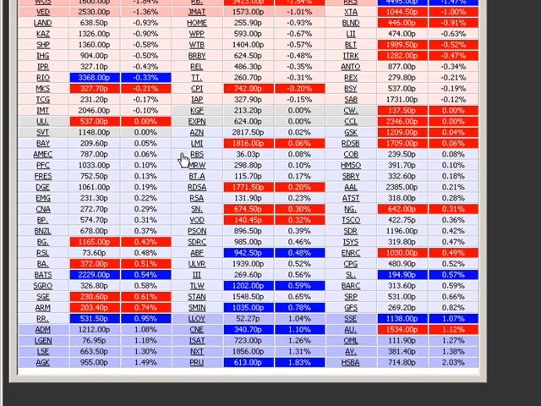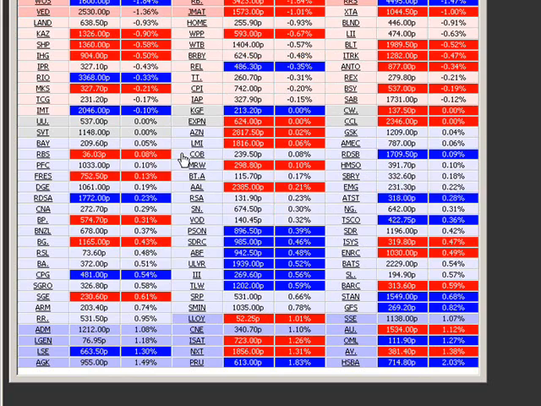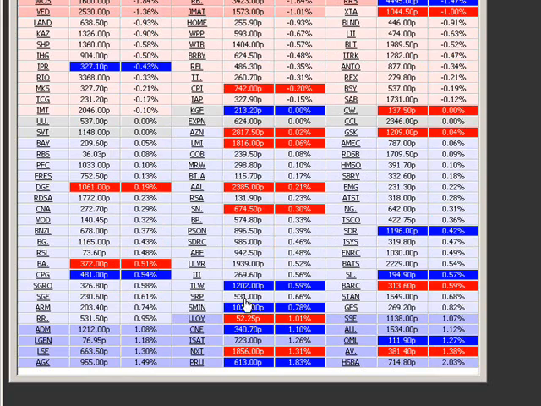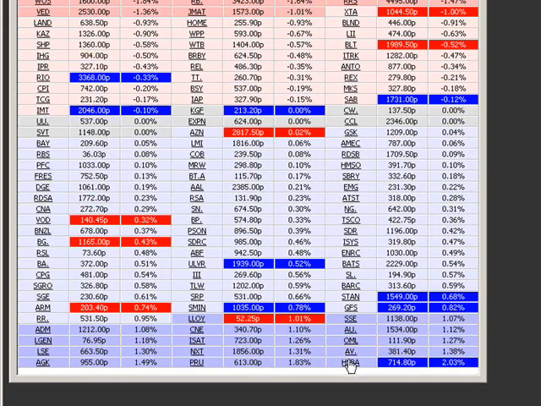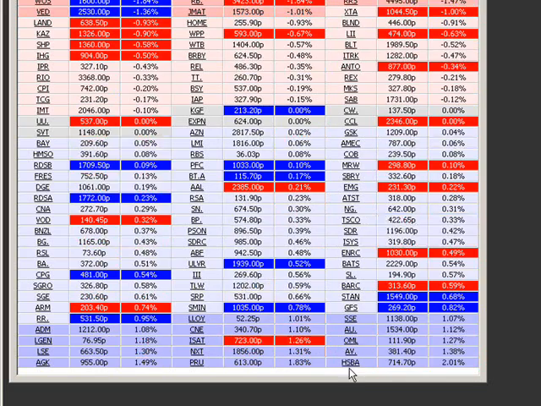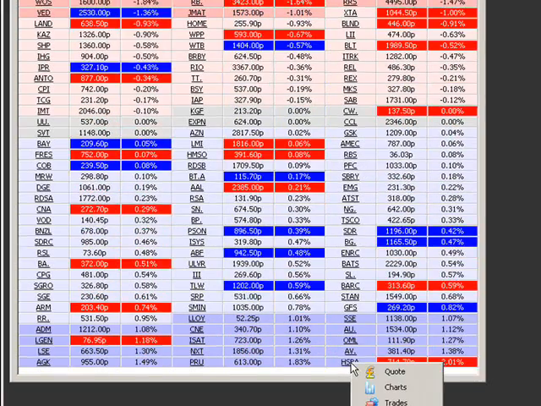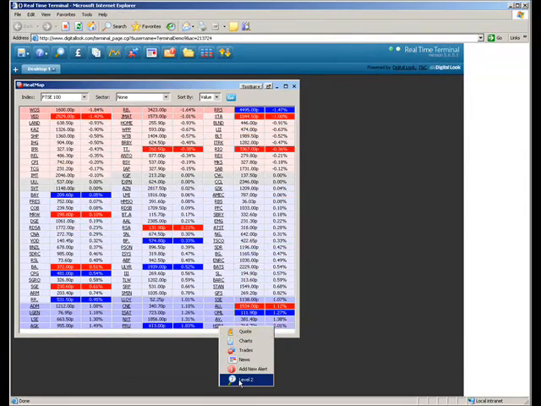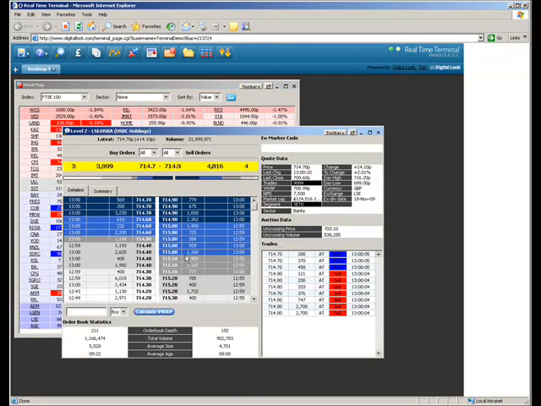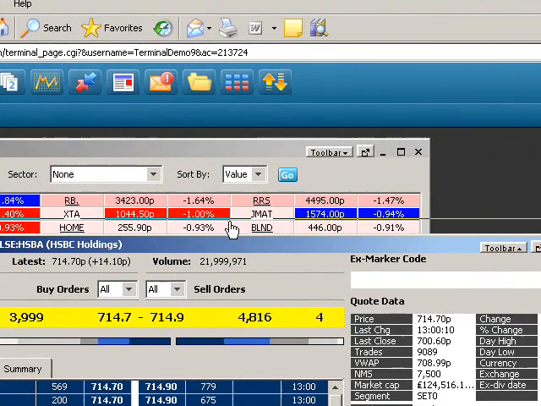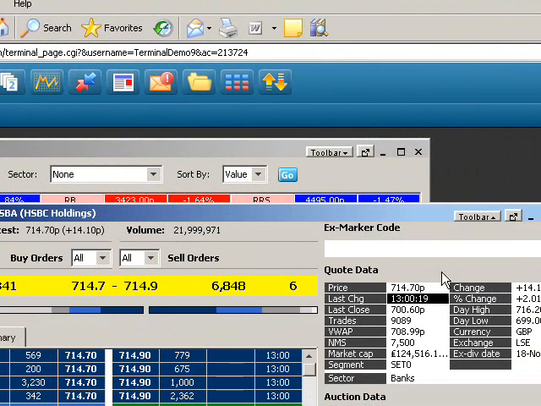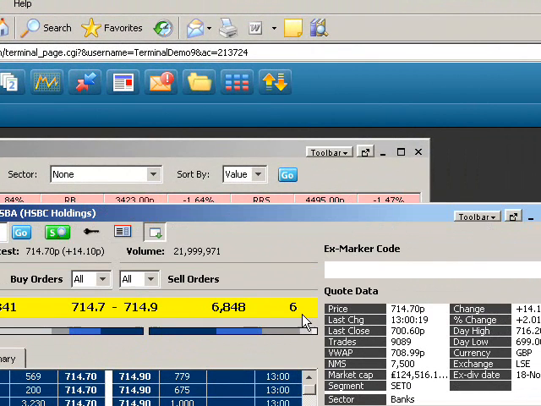At the moment we're looking at a FTSE 100 heat map, top fallers to top risers. So the biggest rising stock today is HSBA, which is HSBC Holdings. So I'm going to right click on the ticker there and load a Level 2 window. That will then load a Level 2 window for HSBC Holdings. Let me just pull the cursor up there so that you can see very quickly what the Level 2 order book looks like.